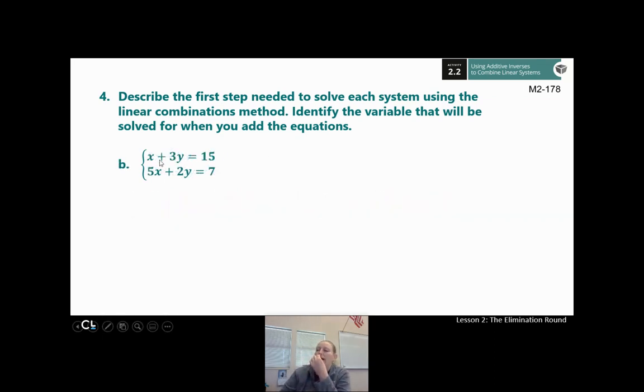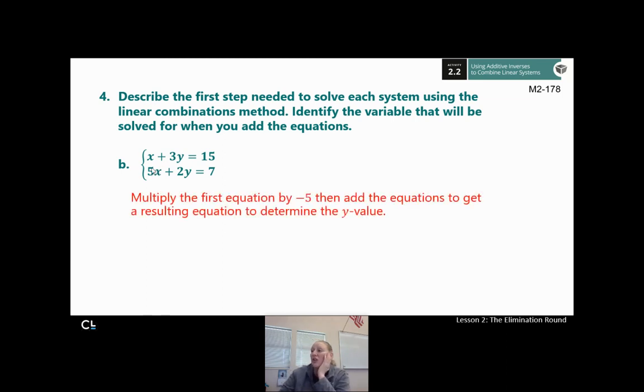For this one, I noticed a lonely x, and I thought, oh, well, then I can just multiply the top equation by a -5, because that's the opposite of 5. It's the additive inverse of 5. So fine, you can multiply that first equation by a -5. So when you add your equations, it's going to get rid of your x's and you'll be able to determine your y value.